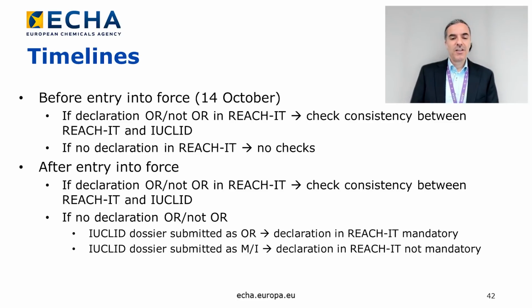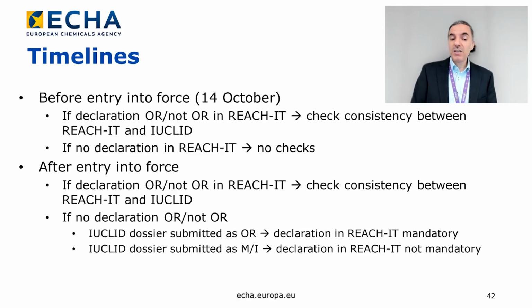After entry into force, if the declaration of OR or NOAT is in ReachIT, we will once again check the consistency between ReachIT and Euclid, so that you are submitting a dossier in Euclid where you indicated correctly whether you are an OR or not. And if there is no declaration on the only representative in ReachIT, if you haven't declared what you are, then we will proceed differently depending on what you are submitting. If you are submitting a dossier where you have indicated in Euclid that you are acting as an only representative, then ReachIT will expect that this declaration is already in ReachIT. Otherwise, there will be a business rule failure.